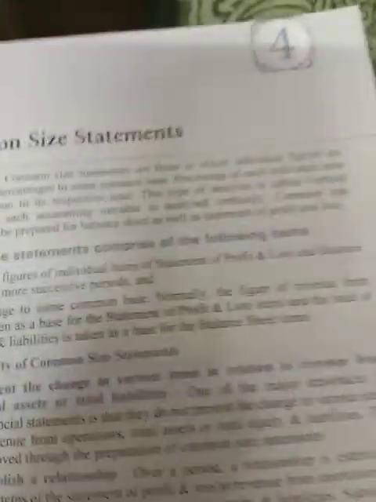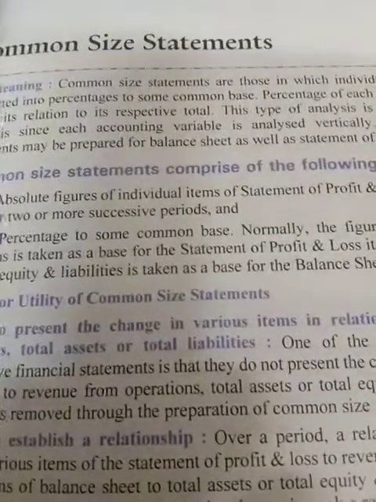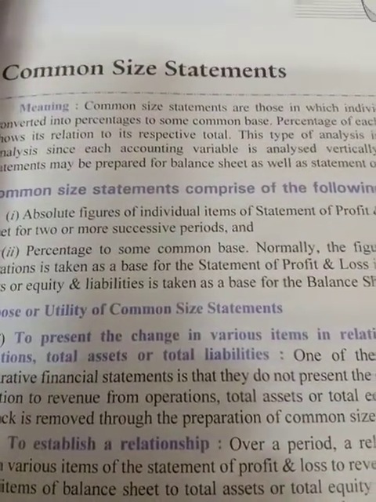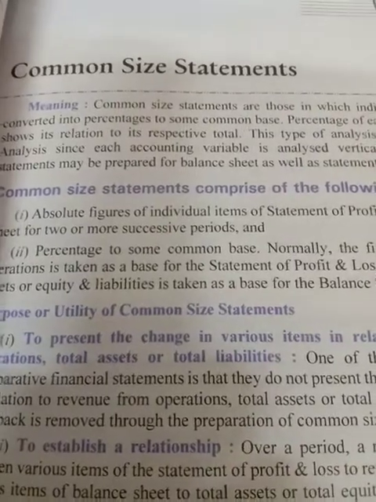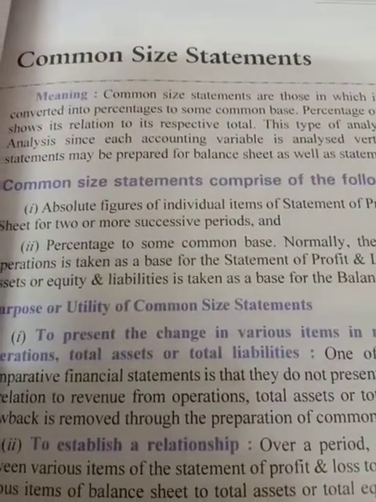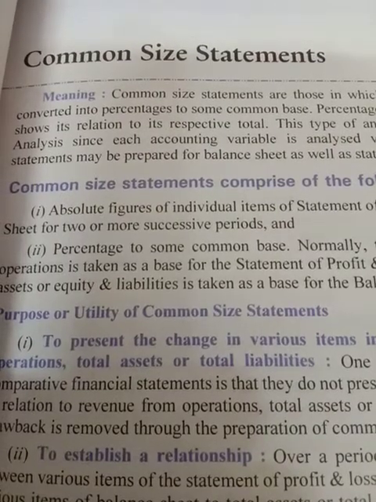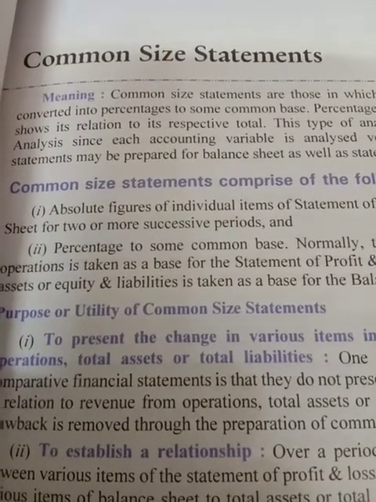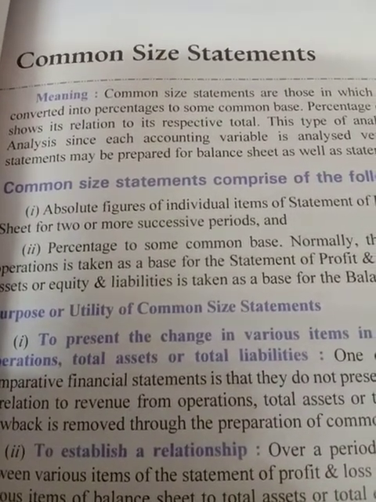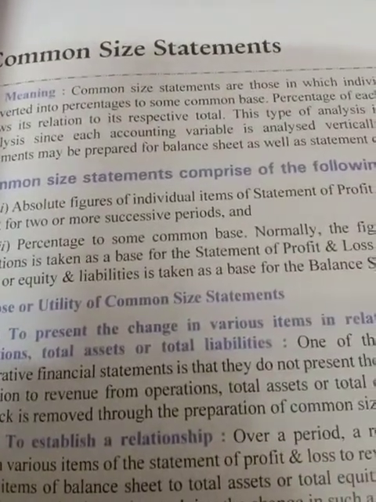12th class accounts. The next topic is common size statement, that is chapter 4 we are discussing. This is a type of analysis of financial statement. In this, basically the balance sheet and statement of profit and loss have been done. What next is just to analyze all the items given in the balance sheet or statement of profit and loss. So for making the analysis of balance sheet, you have to make common size balance sheet. This is basically known as vertical analysis.